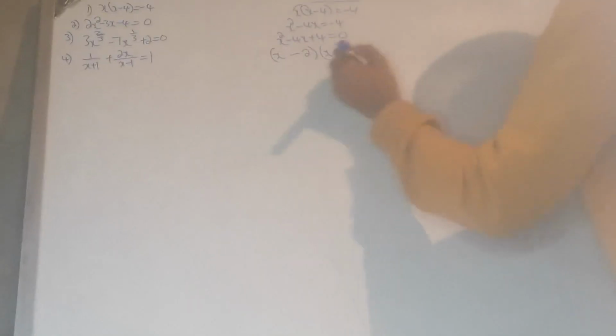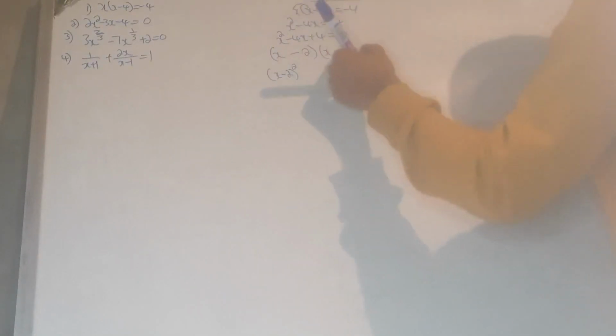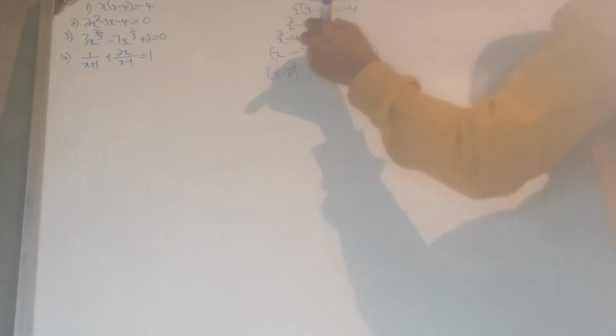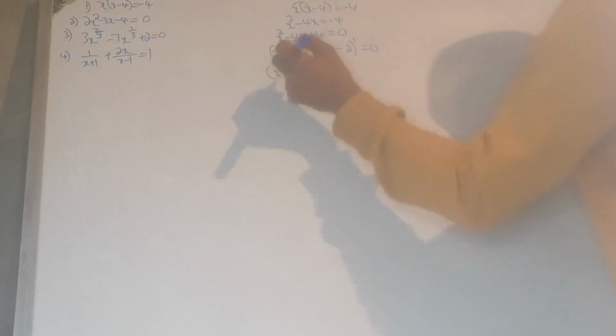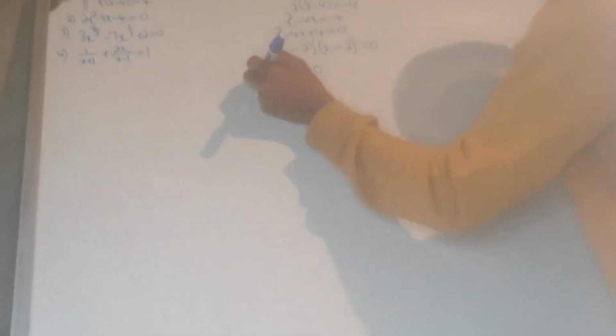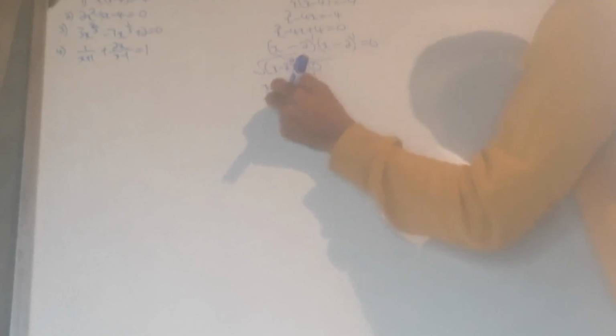Therefore, this can be written in exponential form as (x − 2)², because when you have numbers of the same base, you add the exponents. And this equals 0. To get rid of that 2, we will take the square root of both sides. x − 2 = 0, therefore x = 2. This is very good, my dear.